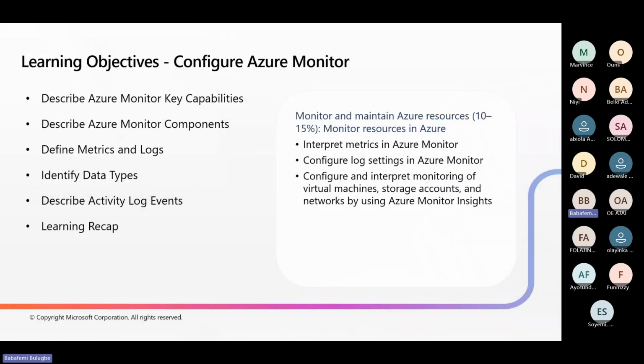So let's start by looking at Azure Monitor. Under this learning objective, we are going to be talking about some of the Azure Monitor capabilities. We'll talk about the components that make up Azure Monitor. We'll talk about the data that is ingested into Azure Monitor, where we talk about metrics and logs, which are the two types of data that we have. Then the data types based on the infrastructure, based on the resources we are monitoring. Then we'll describe the activity log, then we'll do a recap.